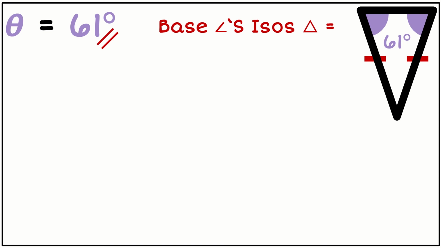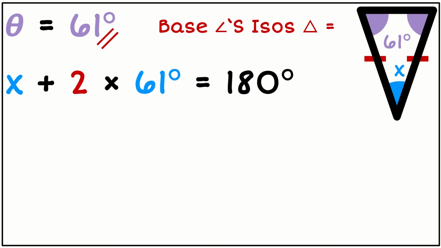Now that I know how big the base angles are, now I can try and work out how big x is. So that's what I want to do now. So now I can use the rule about angles in a triangle add up to 180. So let's write an equation. x plus both of those base angles, so 2 times 61 degrees, that has to equal 180 degrees. And there's my reason. Sum of angles in a triangle is 180.